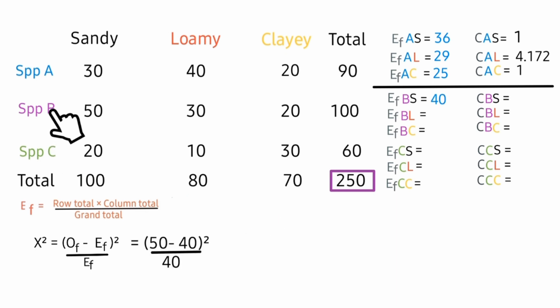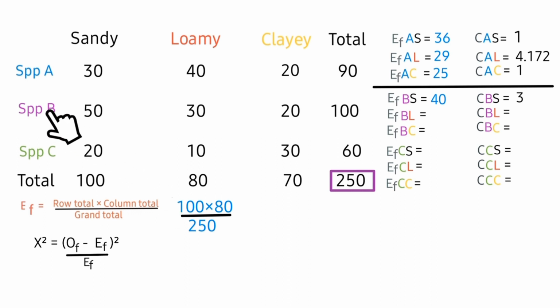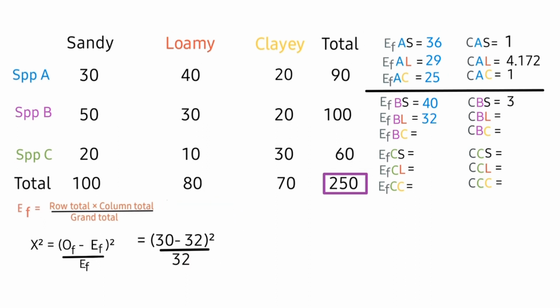Contribution to chi for species B and sandy soil: the observed frequency is 50 minus the expected frequency, which we just calculated, all squared, divided by the expected frequency, which is approximately 3. Expected frequency for species B and loamy soil: the row total is this value times the column total over the grand total. Contribution to chi for species B and loamy soil: we have 30 as the observed frequency minus the expected frequency, which we calculated as 32, all squared, divided by 32.